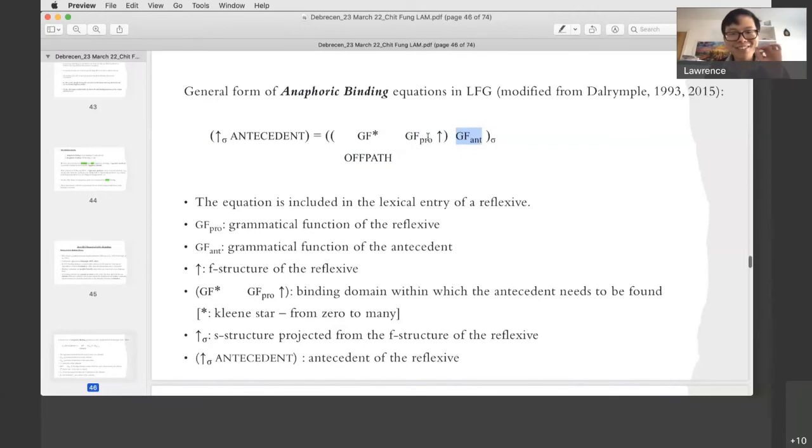So what is the binding domain? The binding domain is captured by this part. This is the binding domain within which the reflexive has to be bound. And we see it as a Kleene star, in the sense of formal language and regular language, that it can be from zero to many grammatical functions. And there is also what we call an off-path constraint.